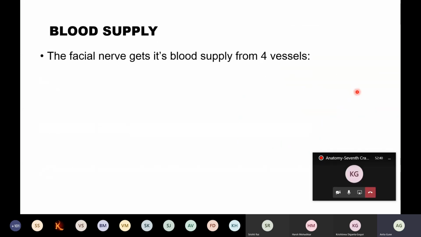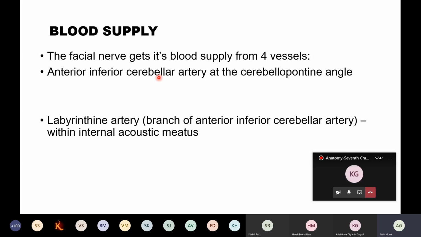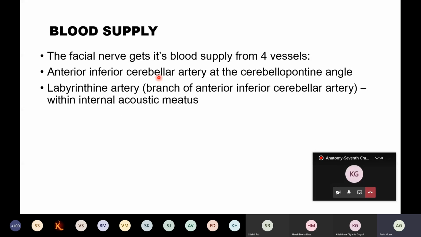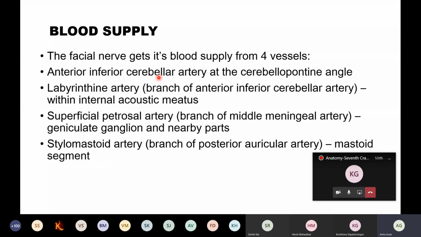The blood supply of the facial nerve, it gets blood supply from four origins. One is the anterior inferior cerebral artery at the cerebellopontine junction. In the labyrinthine segment, it gets the branch from the labyrinthine artery, which is again a branch of the anterior inferior cerebral artery. It gets branches from the middle meningeal artery through the superficial petrosal artery at the area of the geniculate, that is the anterior part, geniculate ganglion. Then at the stylomastoid foramen, it gets a branch from the posterior auricular artery, which is supplying the mastoid segment.